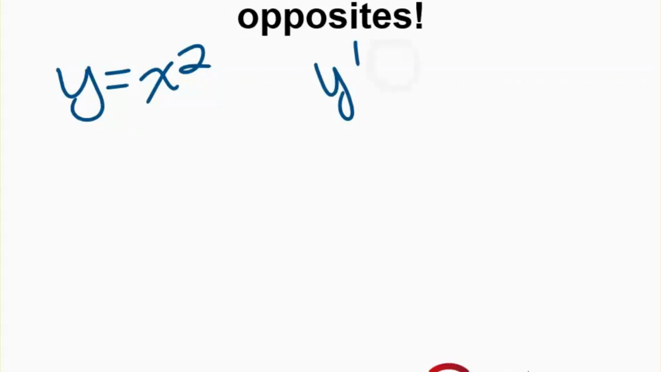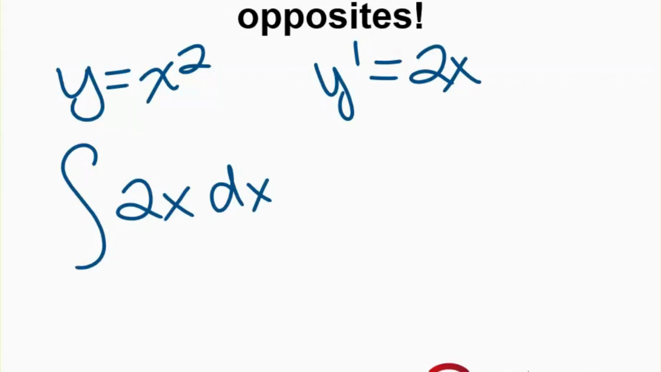To understand this, it's important to remember that derivatives and integrals are opposites. So let's start with an easy example. If we have the equation y equals x squared, we all know that the derivative of that is 2x. This means that if we have the integral of 2x dx, its antiderivative is x squared. Those are the type of problems that you've been doing so far. They've looked fairly simple in format, and so it's probably easy to see that connection between the derivative and the antiderivative.